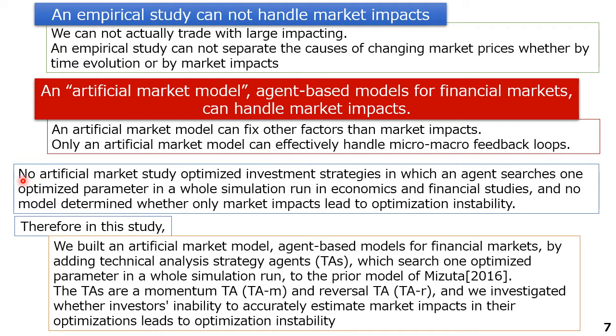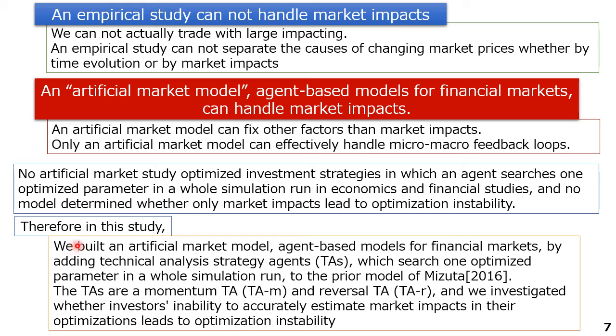So, no artificial market study optimizes investment strategies in which an agent searches one optimized parameter in a whole simulation run in economics and financial studies, and no model has determined whether only market impact leads to optimization instability.